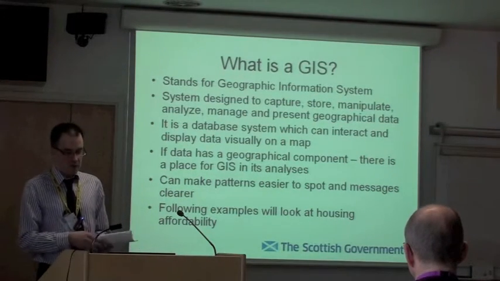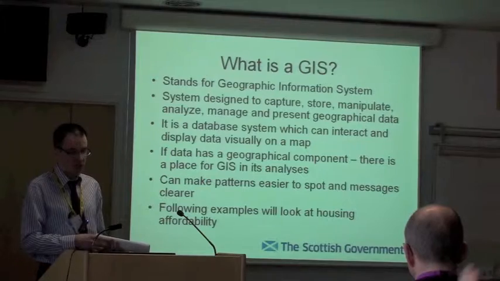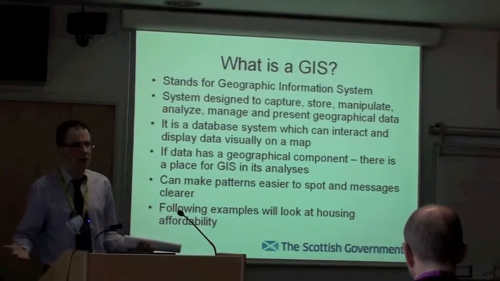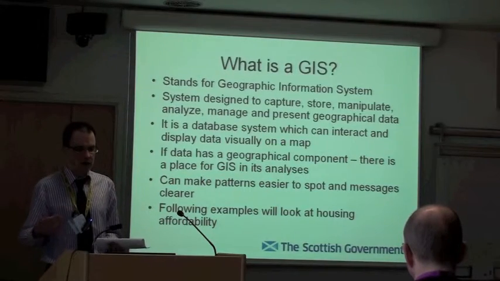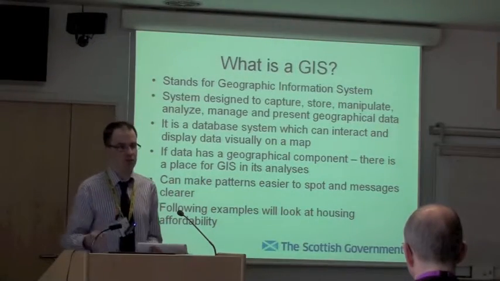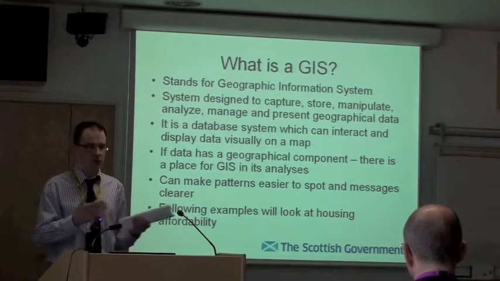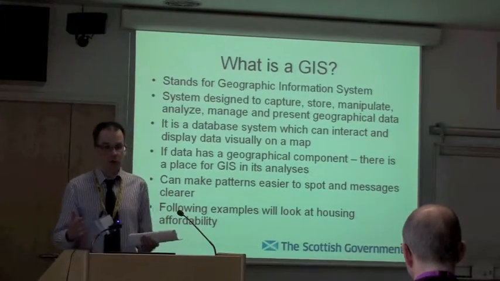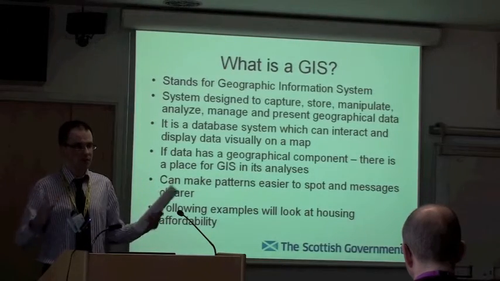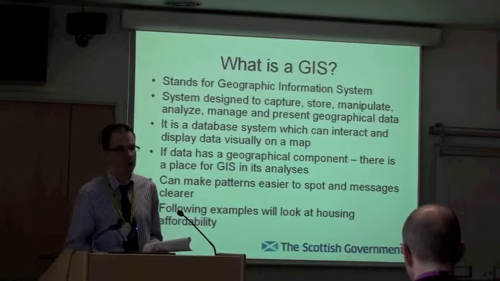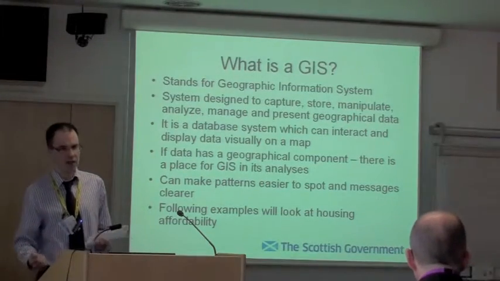It can make patterns easier to spot and the messages clearer. The old saying says, a picture paints 1,000 words. If you write a textual interpretation of something, that is quite difficult in many ways to get across to people, whereas if you give someone a visual representation, they can draw their own opinions from it. They can spot patterns, they can spot trends.